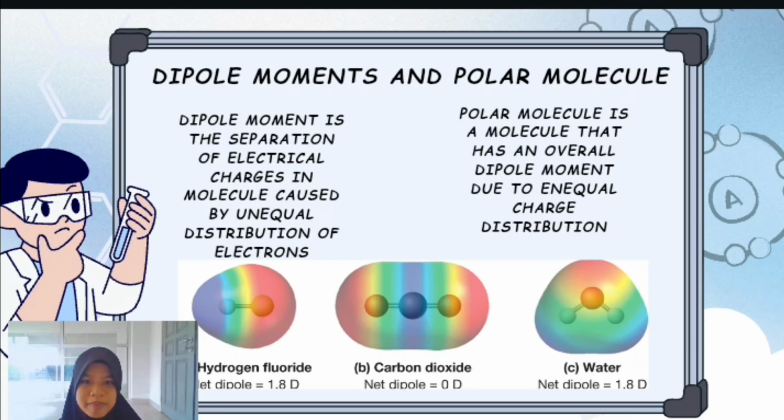First, we must know about dipole moments and polar molecules. Dipole moment is the separation of electrical charge in a molecule caused by unequal distribution of electrons. And a polar molecule is a molecule that has an overall dipole moment due to unequal charge distribution.